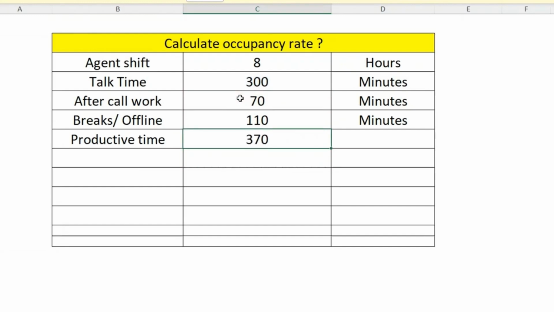So these are the minutes the agent was actually occupied. In break and offline, agents are not assisting the customers. So they could be on break, offline coaching, training, or any other kind of unproductive work in which they are not assisting the customers. So we have the productive time of 370 minutes. Now we have the after call work of 70 minutes, break and offline of 110 minutes, and talk time was 300 minutes.